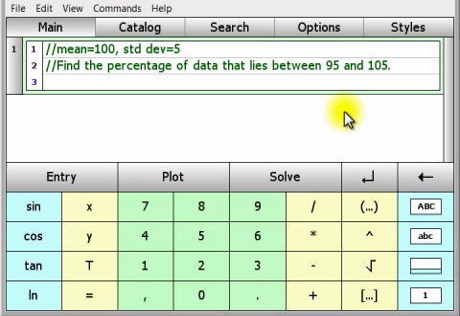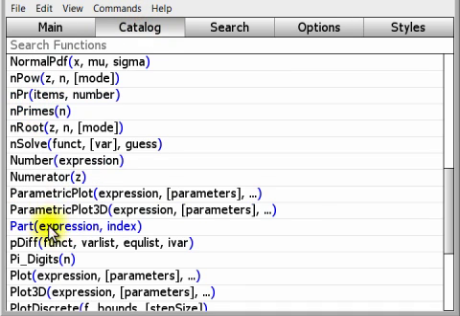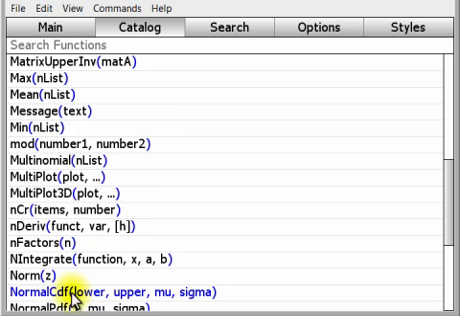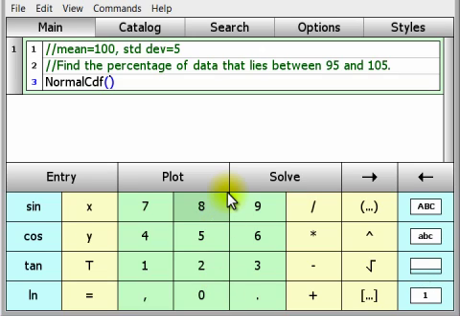Now how would we actually calculate this? Well, what we need to do is locate the NormalCDF command in the Catalog tab to verify the result. So go to Catalog, scroll down until you locate the NormalCDF command. NormalCDF has 4 arguments. You need a lower bound, an upper bound, mu meaning the mean of the distribution, and sigma meaning the standard deviation of the distribution. Go ahead and select it. And what we're going to enter are the particular values in this case. The lower bound is 95, the upper bound is 105, the mean is 100, and the standard deviation is 5.